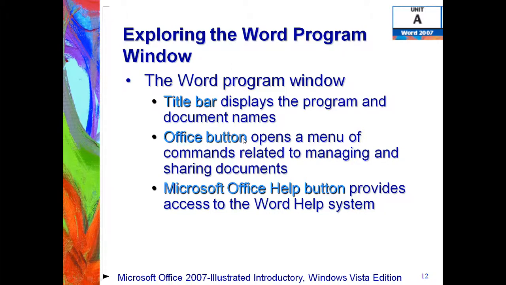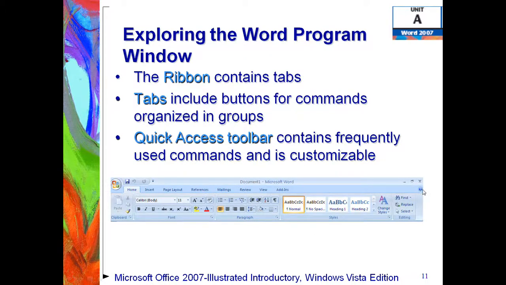The title bar, which we said, is at the top of the program window, and it's going to give you the name of the program as well as the document name you're working with. The Office button actually took the place of the File menu in older versions of Word, and it opens up a menu of commands related to managing and sharing of documents. So it's such things as New, Open, Save, Save As. And also a great button to use is the Microsoft Office Help button, which is a little question mark here. If we take a look right here, and I'm circling it with my mouse pointer, that is the Microsoft Office Help button.